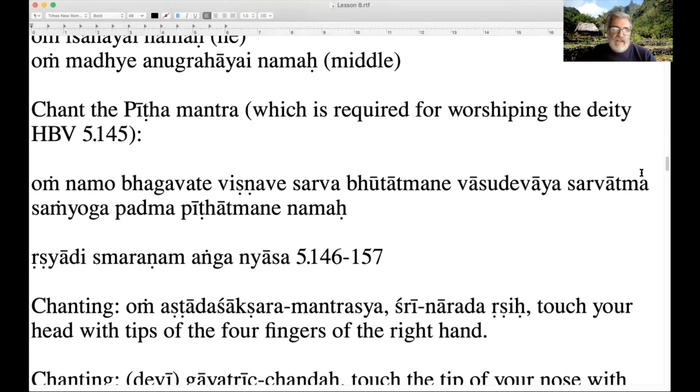The Pita Mantra again is Om Namo Bhagavate Vishnave Sarvabhutatmane Vasudevaya Sarvatma Samyoga Padma Pitatmane Namaha. In the edition that we saw, the translator put Sarvatmane again, but it's not. It's Sarvatma Samyoga Padma Pitatmane Namaha.